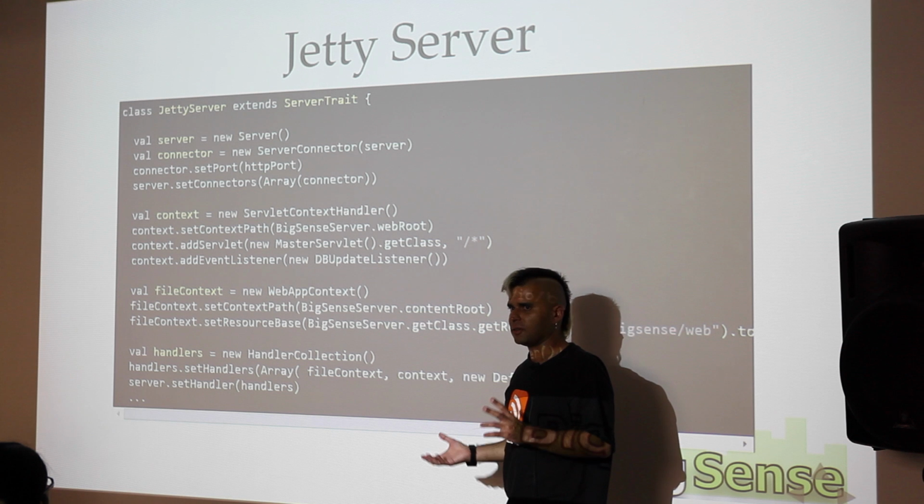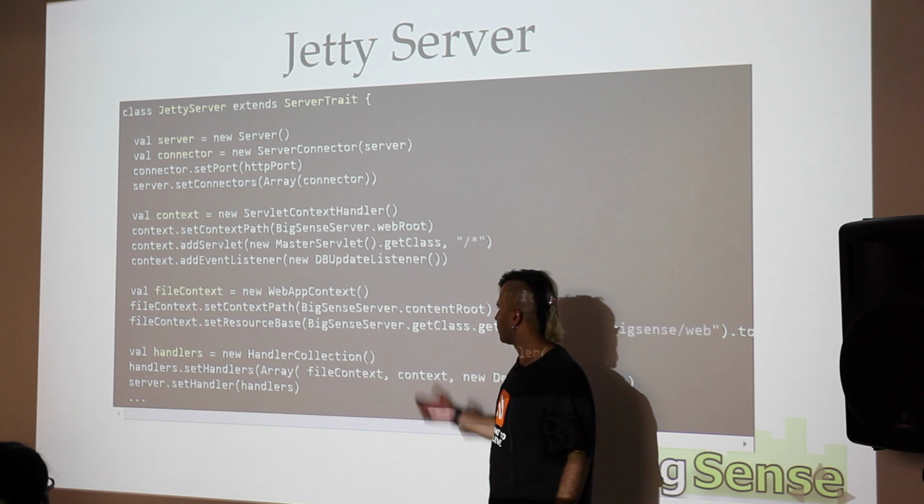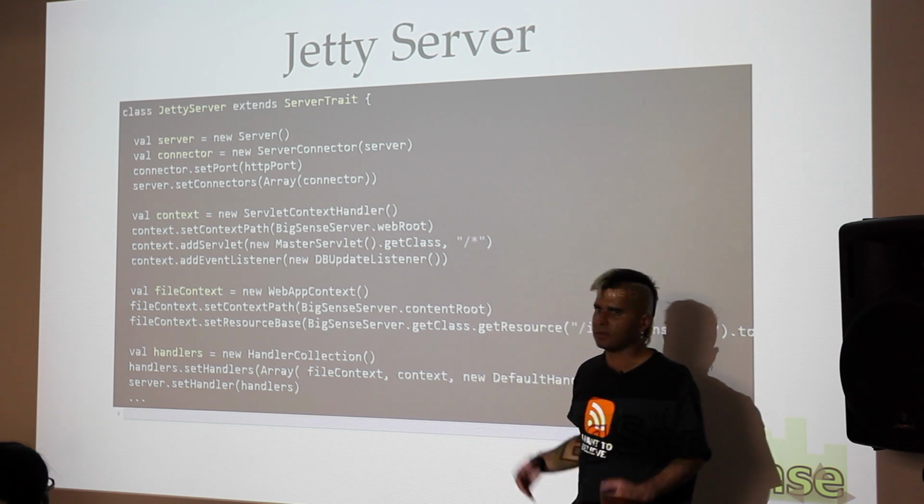In Jetty, you can set a context path for all your static content. So all of our static content is just placed into a jar file, it's compiled in, and anything that needs to be pulled from static content gets pulled from there. We set up our handlers, and this just works.